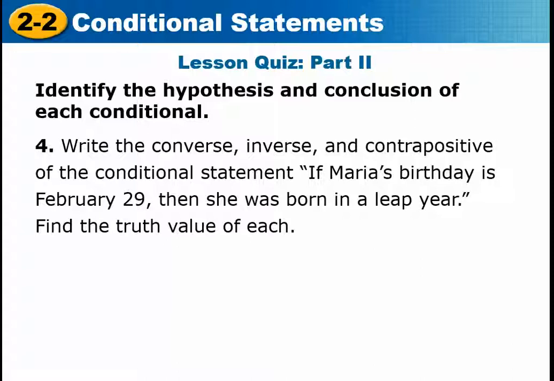In this one, you were supposed to identify the hypothesis and the conclusion of each conditional. Well, that doesn't make sense, those directions. All we're going to do is what it says. We're going to write the converse, inverse, and contrapositive of the conditional statement. If Maria's birthday is February 29th, then she was born in a leap year, and decide whether each is true. So pause, do the work, and then check your answers.